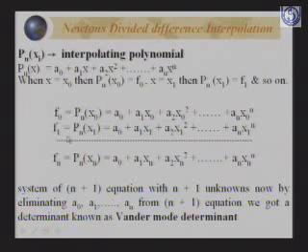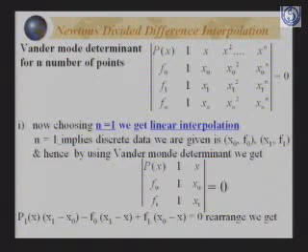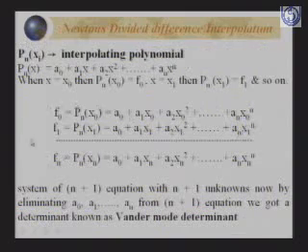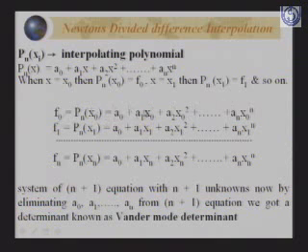Similarly, at the next nodal point we have x1, Pn(x1) is equal to f1, and we have the respective interpolating polynomial. So similarly, we can have n plus 1 equations. Now, from these n plus 1 equations, we can derive a determinant which is known as the Vandermonde determinant. You may see that this is the set of equations, and we are deriving a Vandermonde determinant.